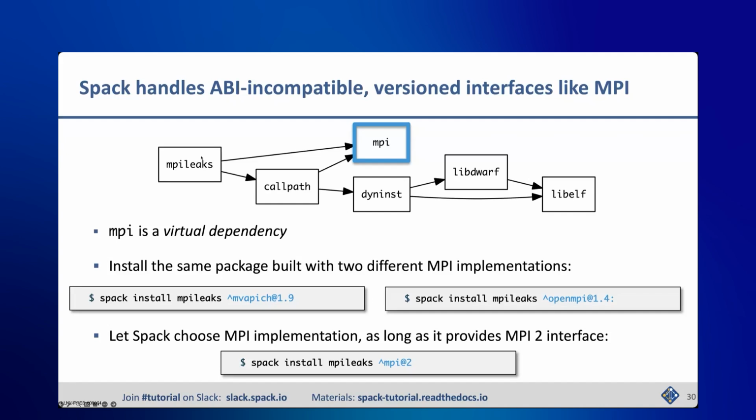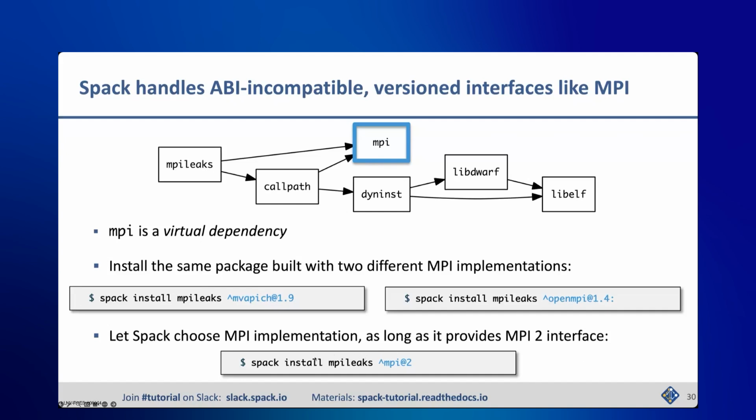So essentially, when you have a package like MPI leaks or call path that need MPI and that need to make calls from some MPI implementation, you depend on the interface, not the implementation. And then the user can go and specify a particular implementation if they want to. So you can say spack install MPI leaks depends on mvapich at 1.9. If the package depends on MPI, this is fine. We'll swap in mvapich for the MPI implementation. Same for OpenMPI and so on.